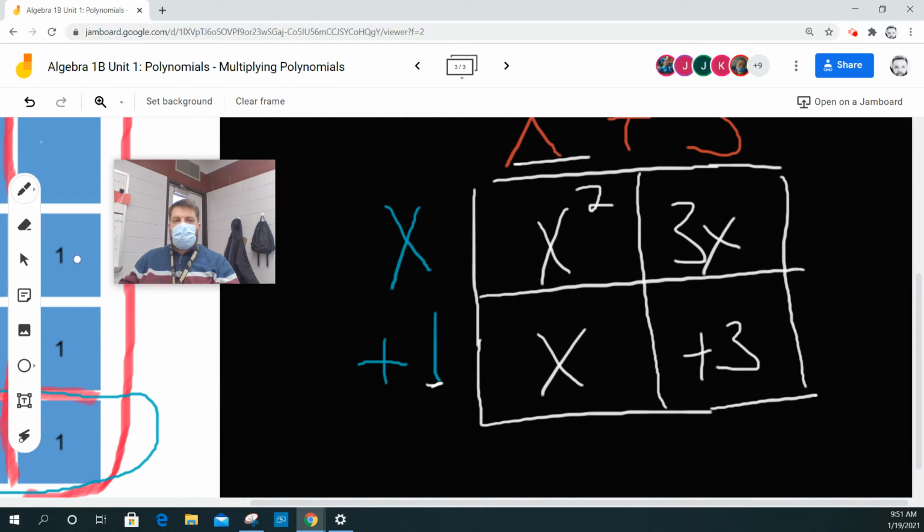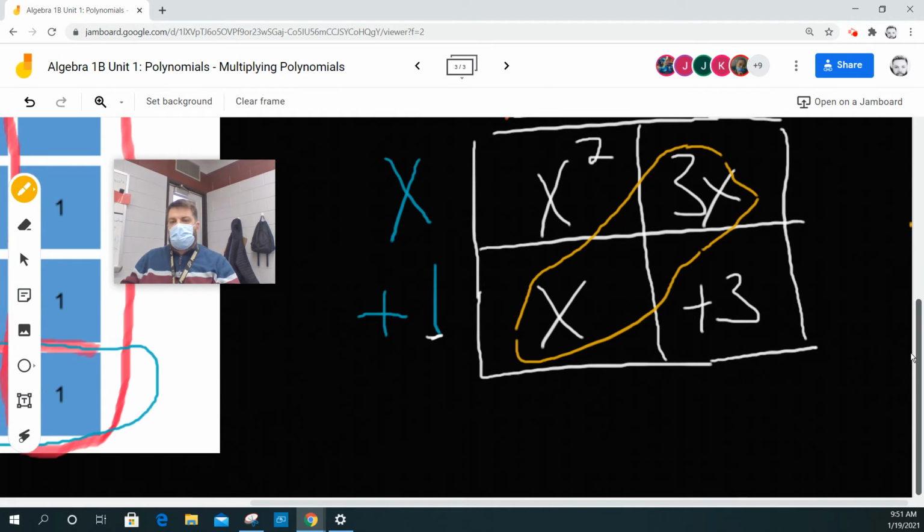So now, usually these are rigged up, right? Then this diagonal are usually like terms. What's 3x plus x? 4x. And then we tack on x squared plus 4x plus 3.